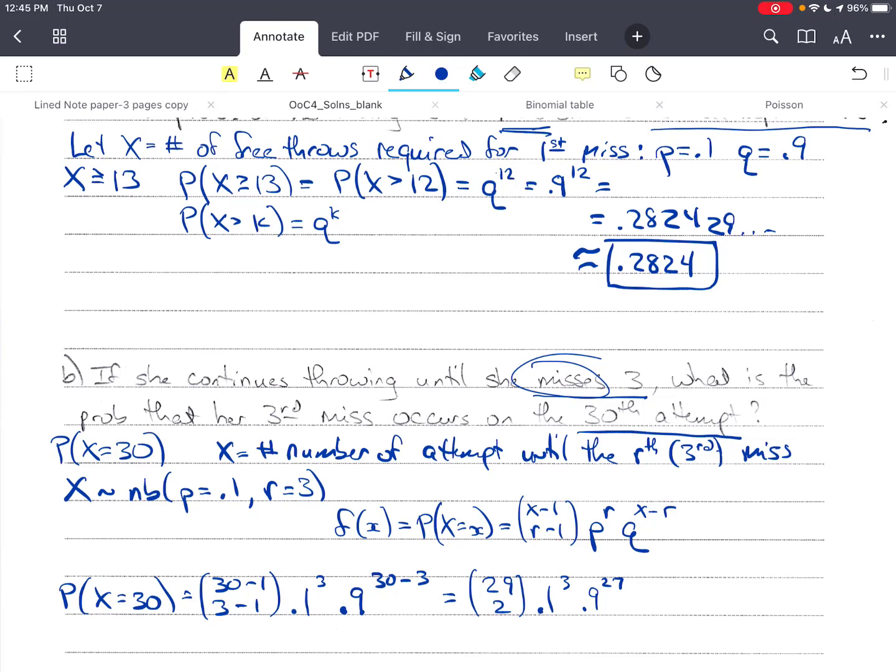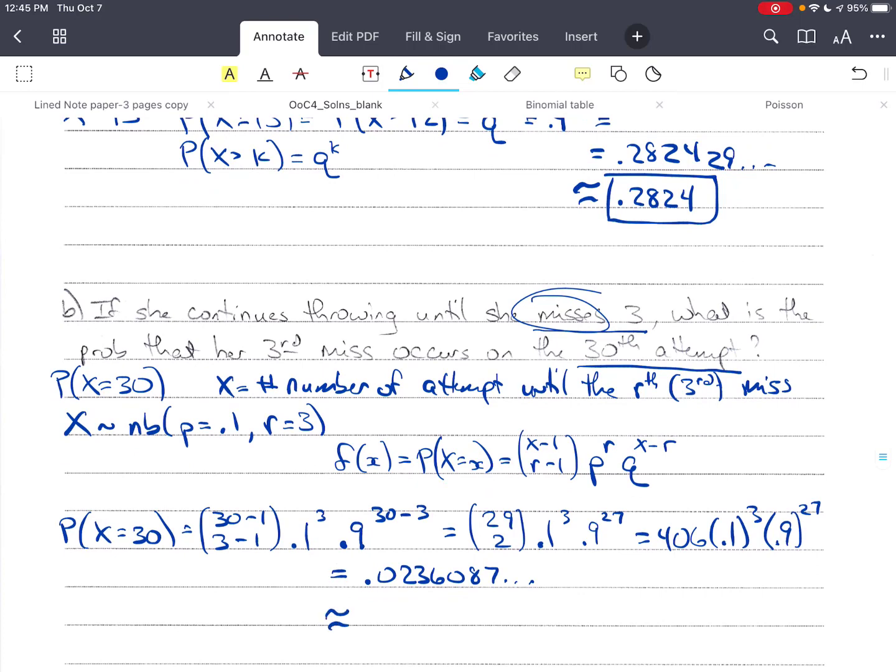My calculator does do combinations, so 29 math and then choose 2 is going to equal 406 times 0.1 cubed times 0.9 to the 27th. That gives me 0.023687, etc., which to 4 decimal places is 0.0236.